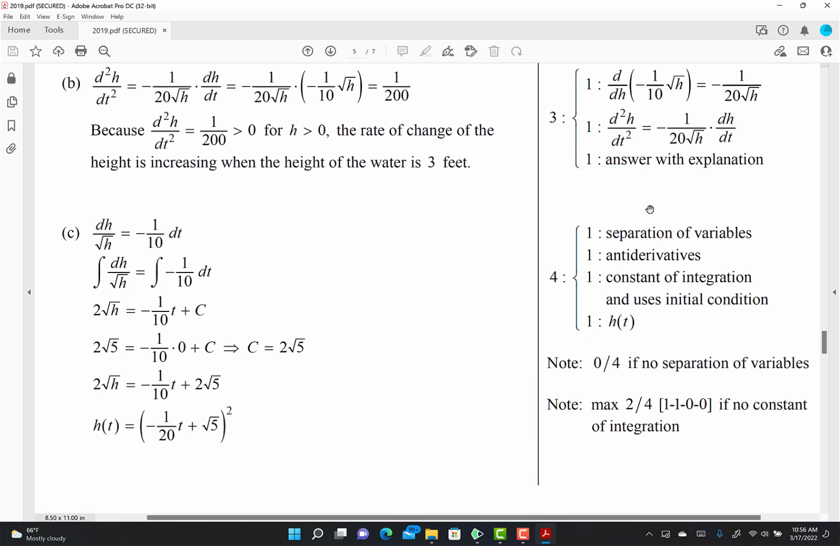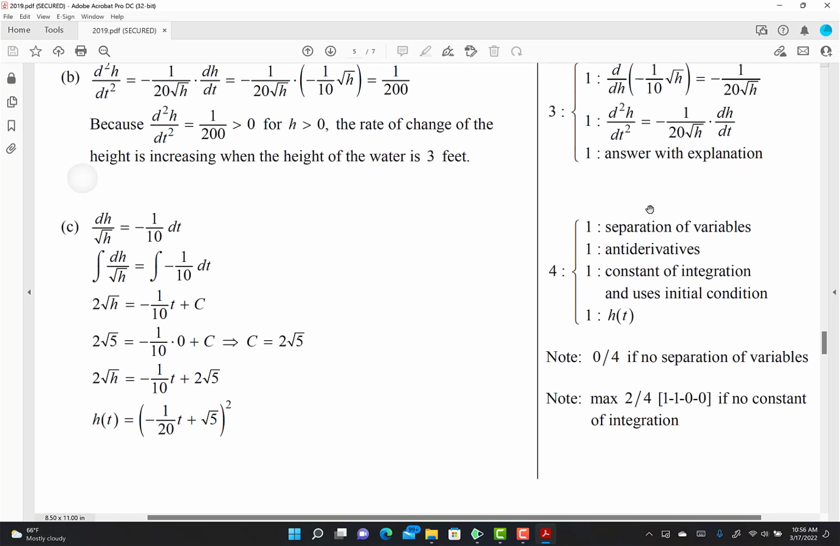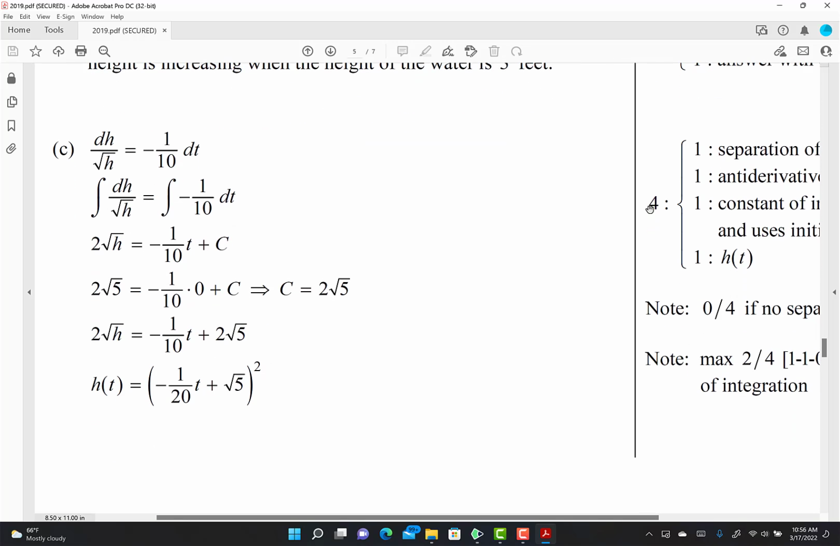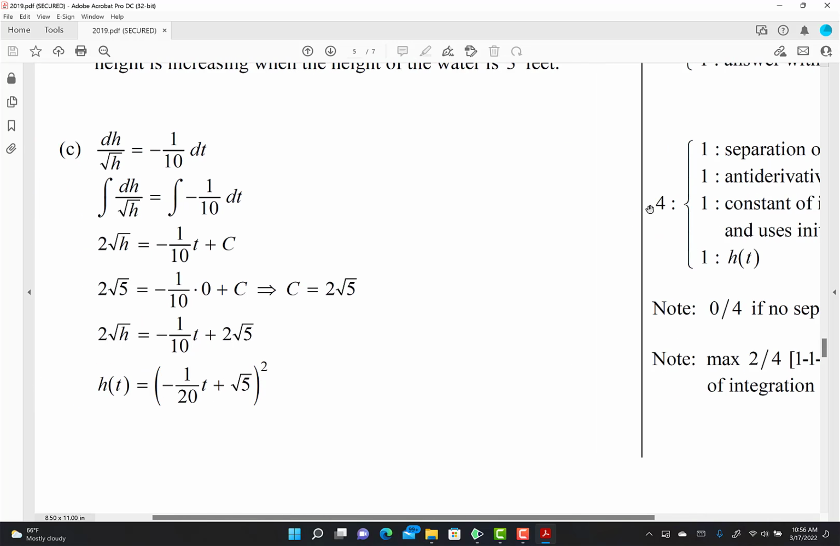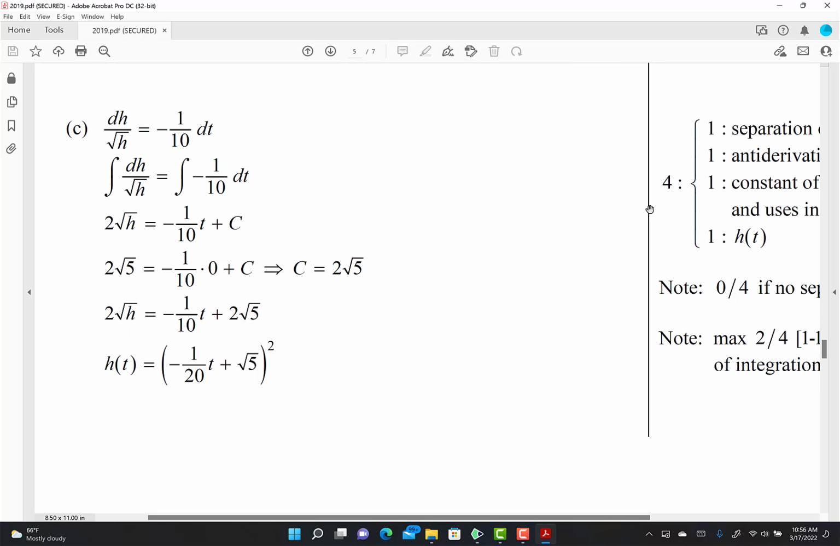Notice that they give you a point for separating them. That means the h's with the h's, the t's with the t's. You see that top line, that first line? That's 1 point. Isn't that cool? Antiderivative. If you take the antiderivative correctly, that's 1 point. Let's see, constant of integration and uses initial condition. That means the c and using the 0 and the square root of 5. That's another point.